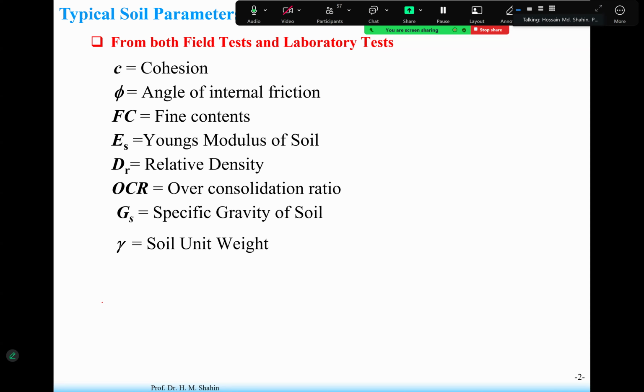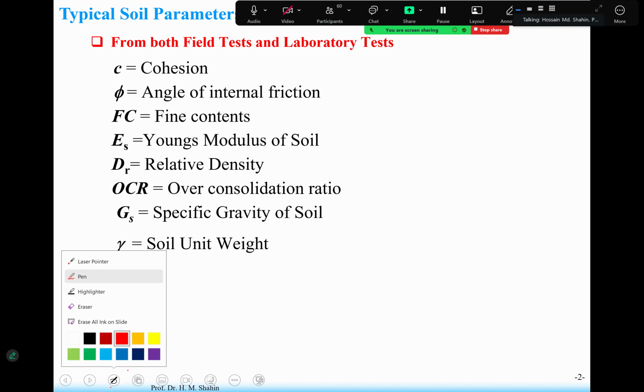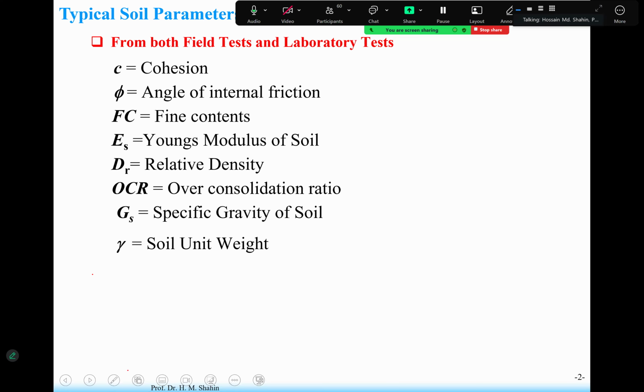The most important part of the building. If the foundation is good, then maybe there will be some cracks in the building, but you can repair that. But if the foundation fails, then the building will be damaged, especially during an earthquake. Okay. So here we have the parameters we know.